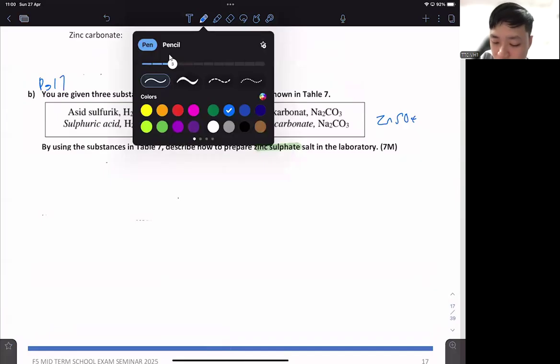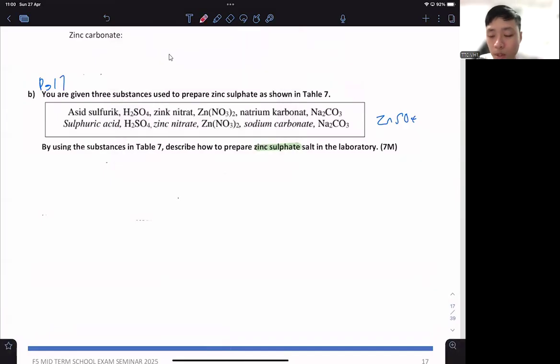Ask yourself, is zinc sulfate soluble? Sulfate only has three insoluble ones: Pb, Ba, Ca. So zinc sulfate is soluble. Soluble means you use what to prepare? You use an insoluble one, like a carbonate and the acid. So ask yourself first, then you can write down the procedure. You know what chemical, then you can write down the procedure.